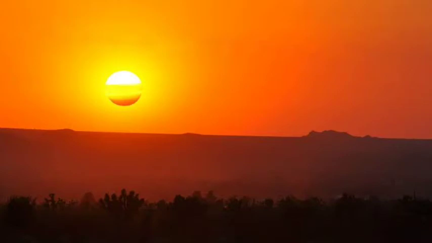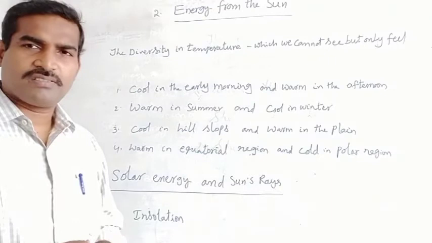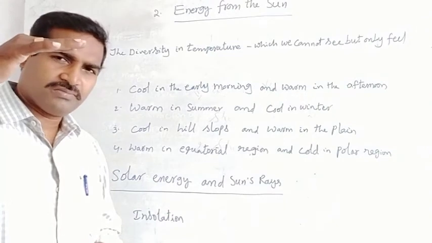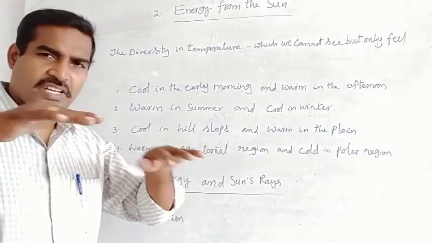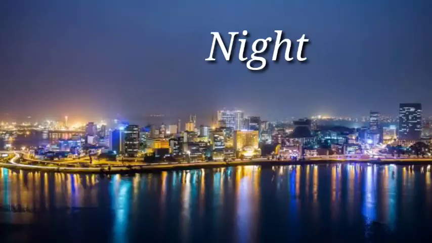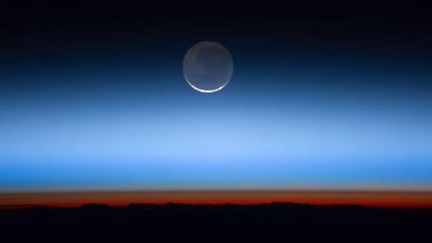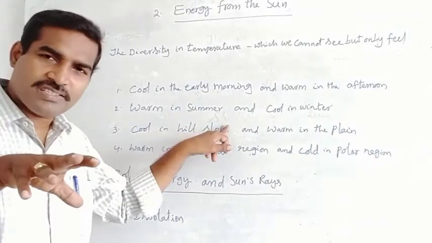Some places are very cold in the early morning, warm in the afternoon, and again very cold during night. Some places are very hot in the morning, full hot in the daytime, and very cold at night. This kind of diversity mostly occurs in desert areas. Similarly on the moon surface. Next one, warm in summer and cold in the winter season.